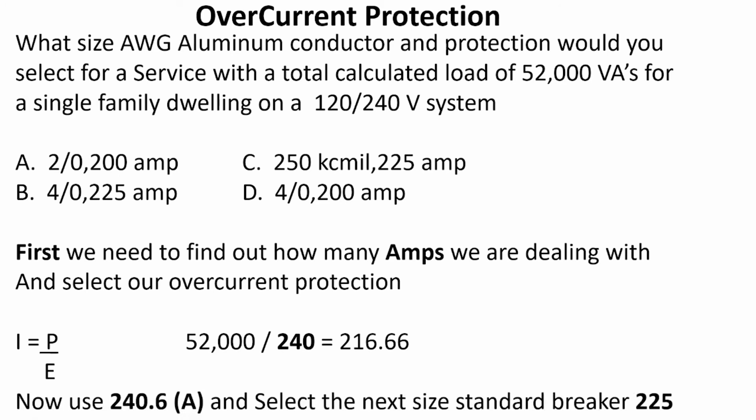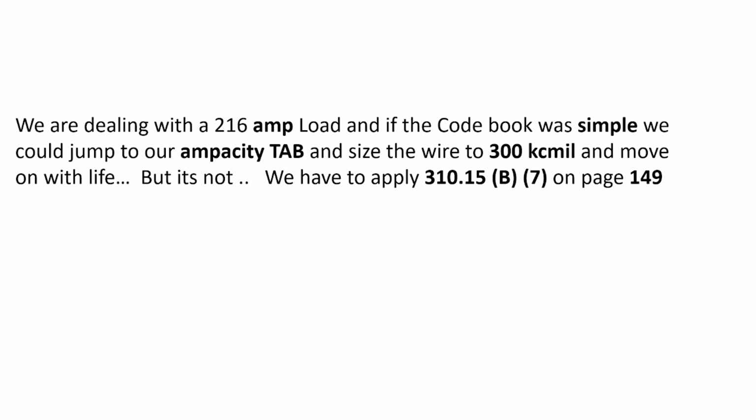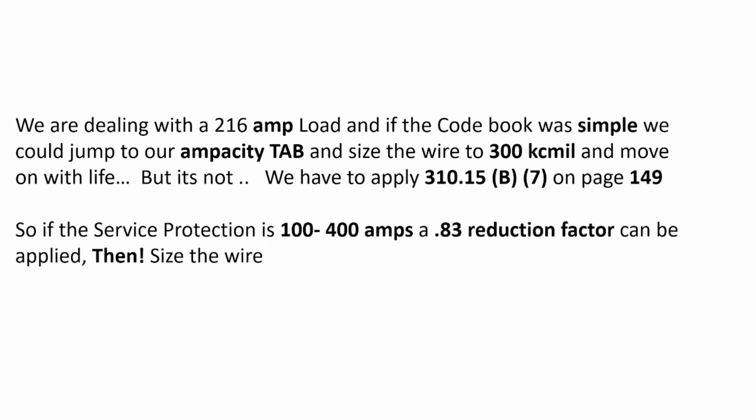Now we use our standard size breaker chart, 240.6(A), and we get the next standard breaker of 225. We're dealing with a 216 amp load, and if the code book were simple, we could jump straight to our ampacity table, size the wire to 300 kcmil, and move on with our life. But it's not, so we have to apply 310.15(B)(7) on page 149. If the service protection is between 100 and 400 amps, a 0.83 reduction factor can be applied and then size the wire.